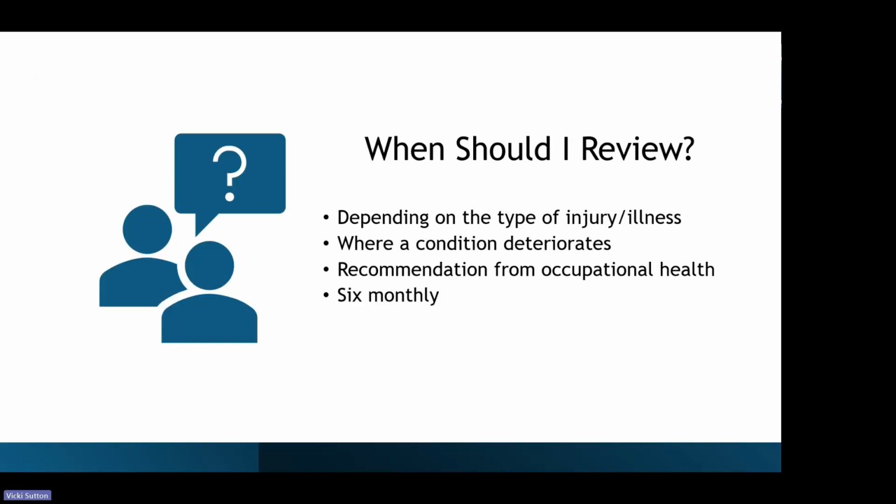And think about the review period. It will depend on the type of injury or illness. Obviously, if it's short term, it won't particularly have a long-term review period. But if it's ongoing, it could well be that you're reviewing it over a shorter period of time. And if we've got deterioration, the review may be quarterly, maybe 6 monthly, but we may have that recommendation from an occupational health to say what the review period should look like for that individual.